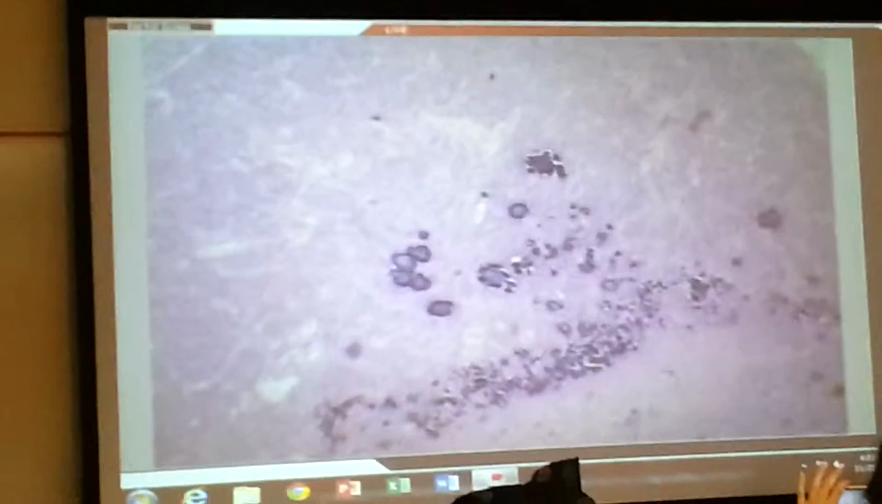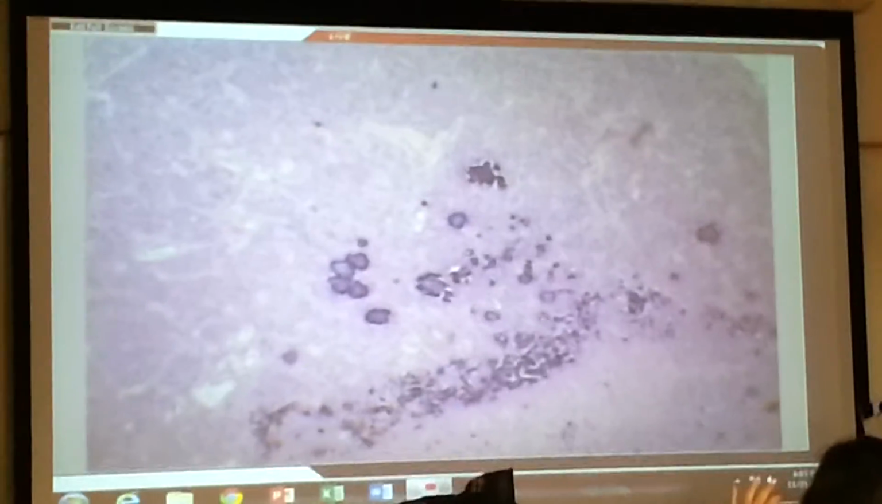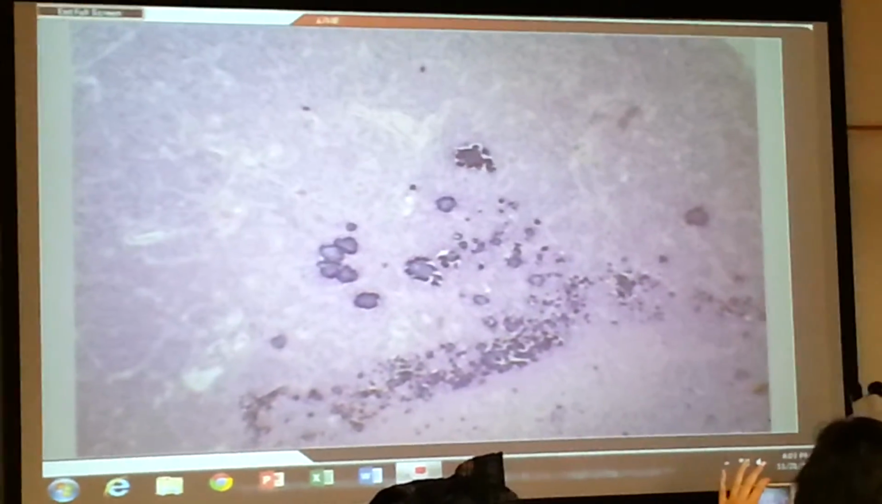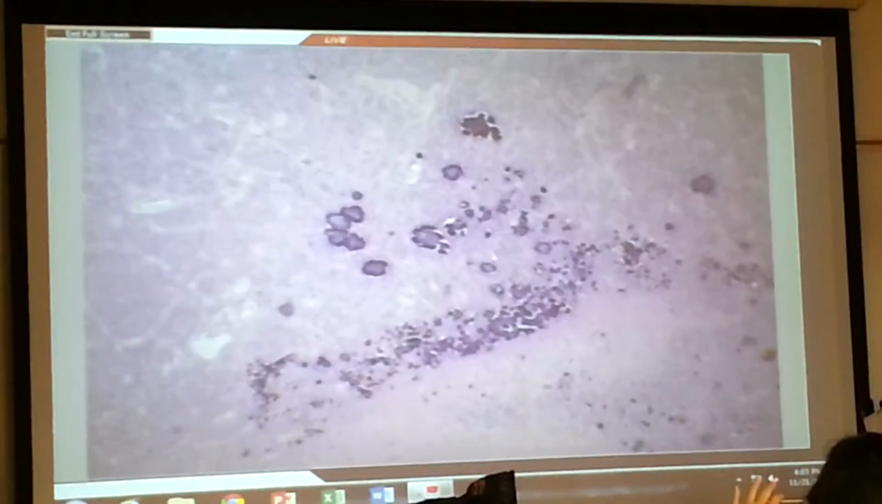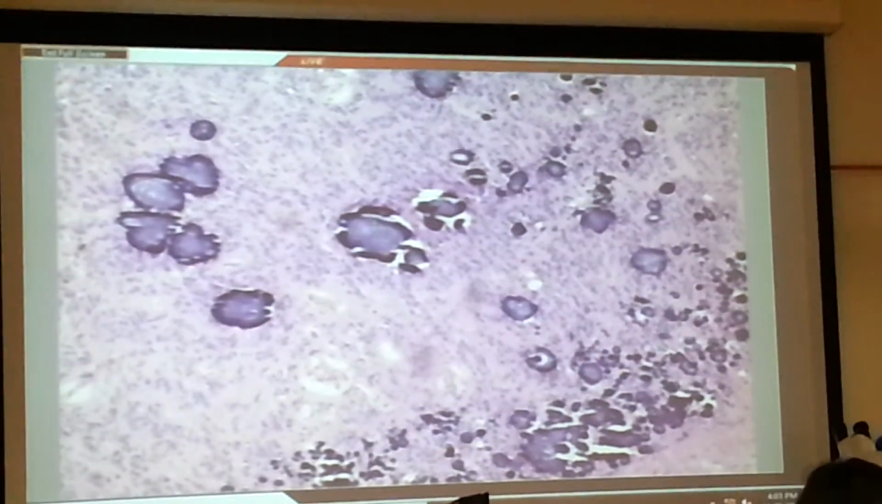And that means that every cell here is a pinealocyte. It's just crystals. There's nothing really special about it, but those crystals are brain sand.